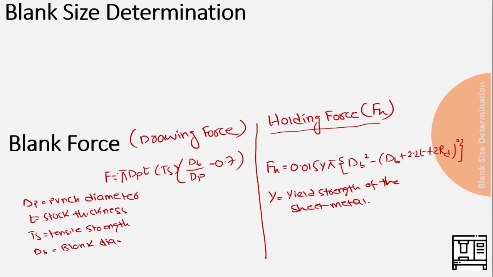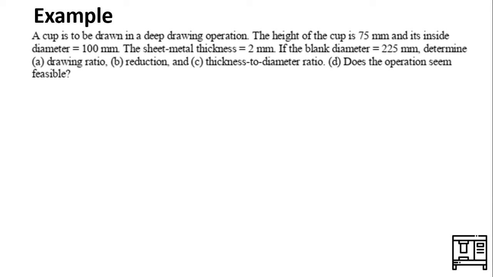Y is equal to the yield strength of the sheet metal, and that is obviously in megapascals. So the holding force, as an empirical observation, is usually 1/3 of the blank force, where FB is the blank force. So that's an empirical observation.